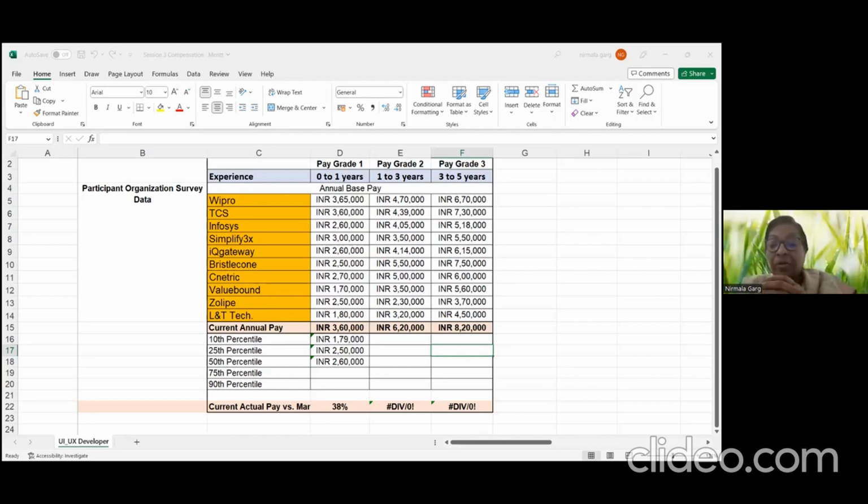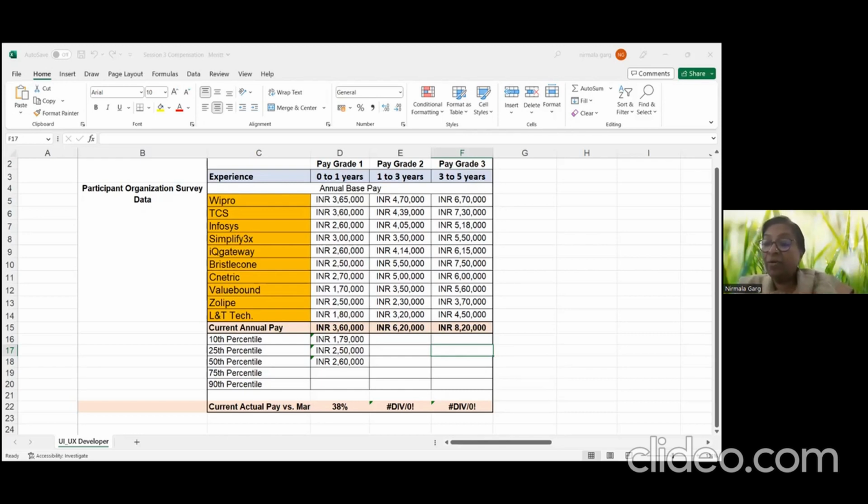Now, the question is, I am a company. Say, for example, we'll take Maithili's company's name. Luminos. They are paying 3,60,000 at grade 1, 6,20,000 at grade 2, and 8,20,000 at grade 3. I was paying this, but now I got this market data to see, hey, where am I?